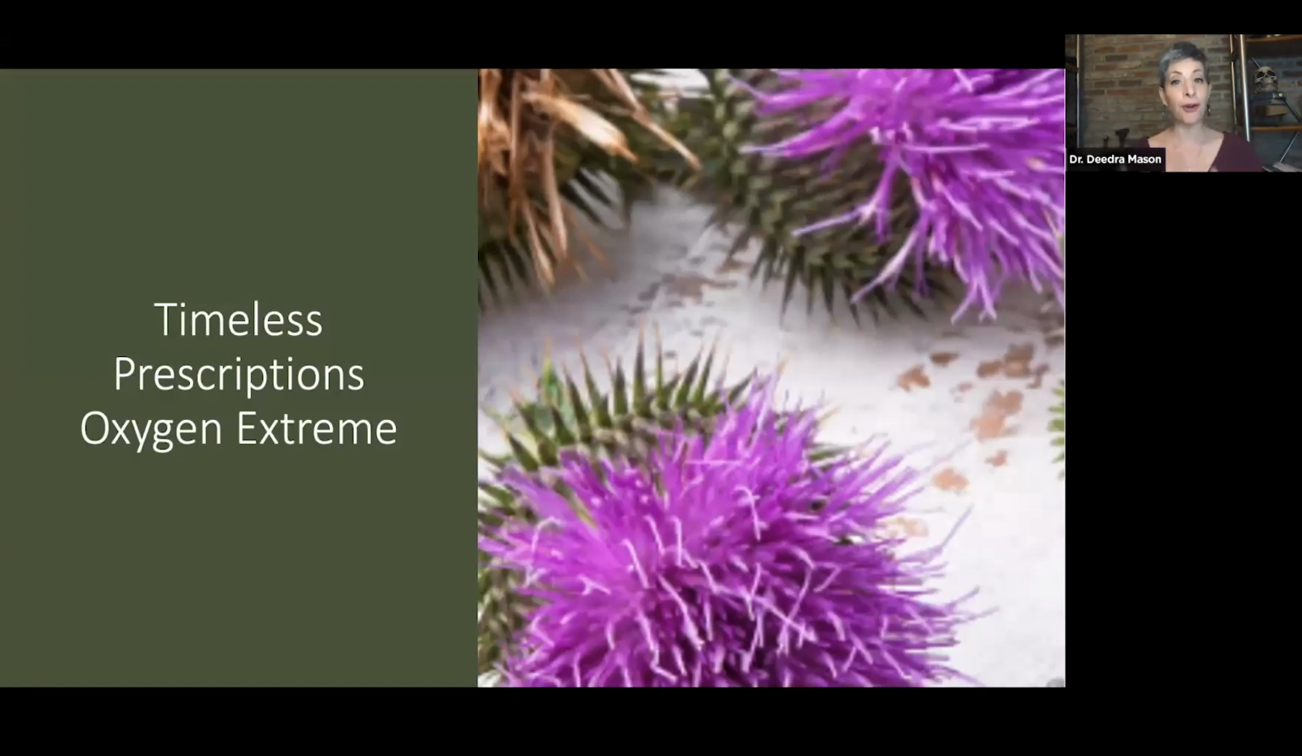Well, there is that period of time between neutralizing them and eliminating them where we can reabsorb them. So we want to make sure that we've got a formula that protects us from absorbing the end products, the friable end products of neutralized free radicals. The other thing that we need to make sure that we've got is someone that comes in and cleans up after the party. Timeless Prescription Oxygen Extreme is built off of a powerful botanical called silymarin. You might also know it as milk thistle.